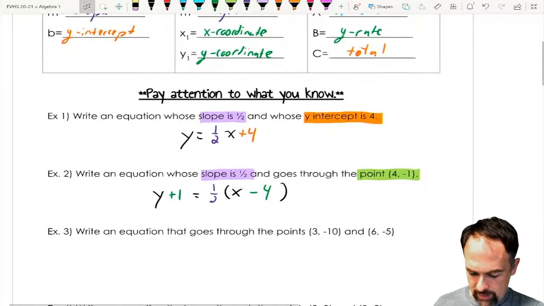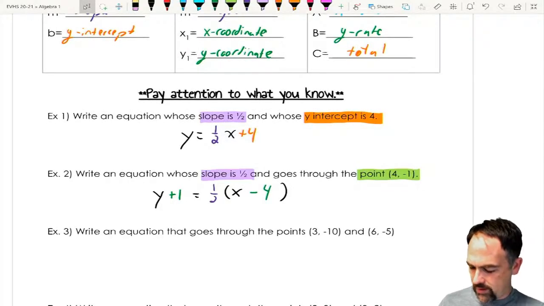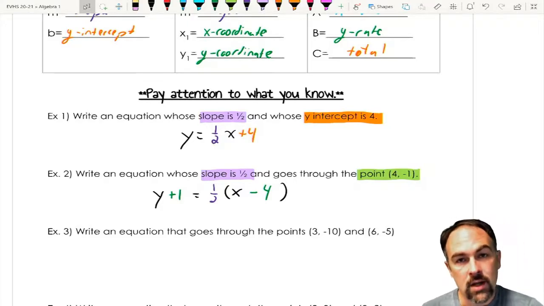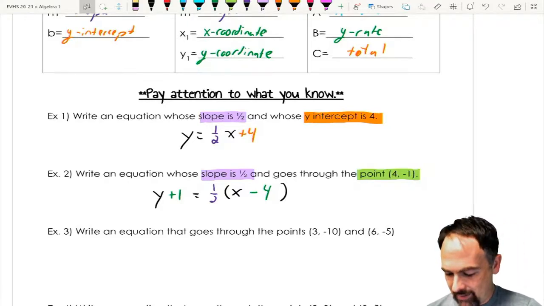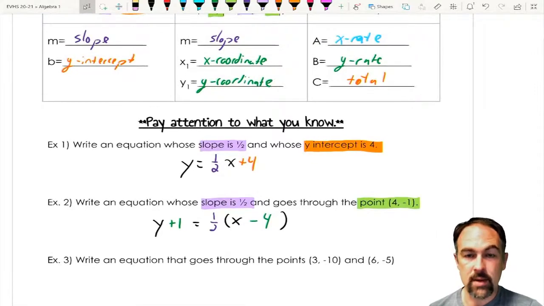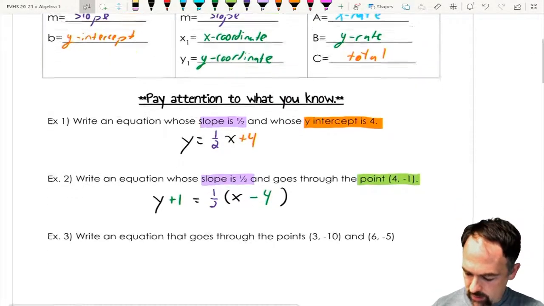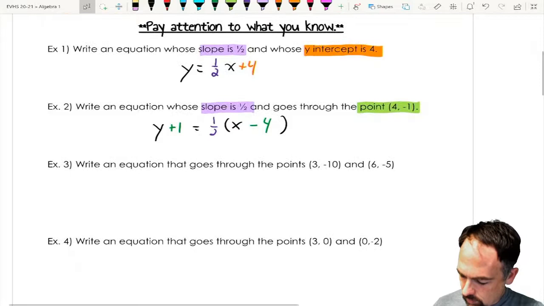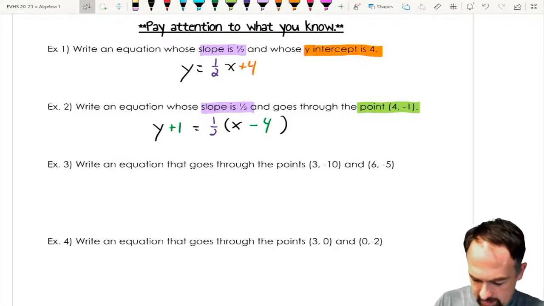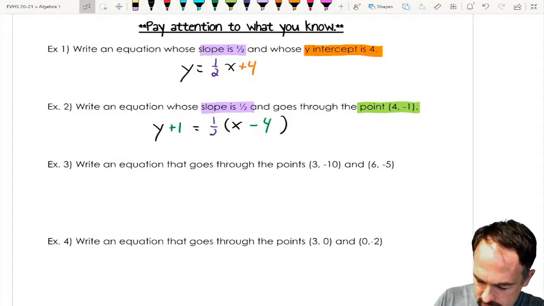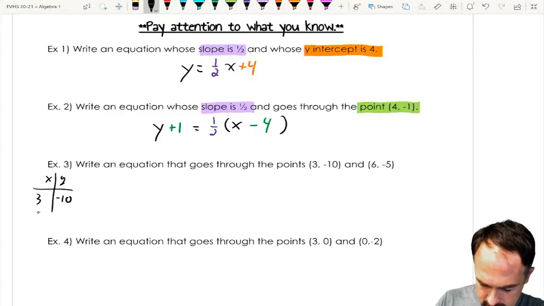Okay, number 3, write an equation that goes through the points 3, -10, and 6, -5. Now in this case, I only have 2 points, so I don't really have any of those 3 setups, but I can make one. So let's take those 2 points, 3, -10, and 6, -5, and I'm going to write those in a table. So I've got an XY table. I've got 3, -10, and 6, -5.